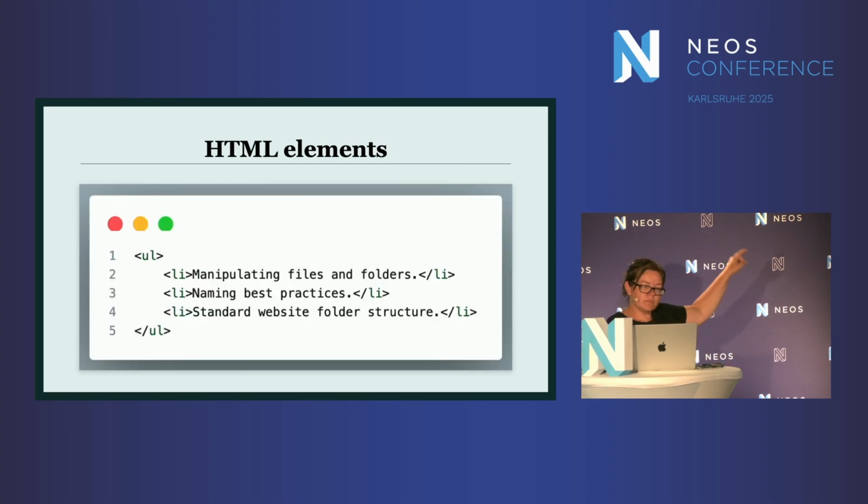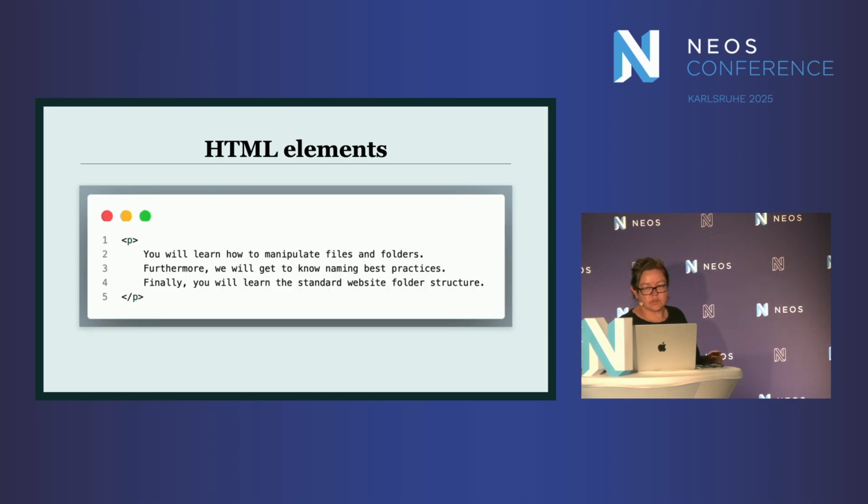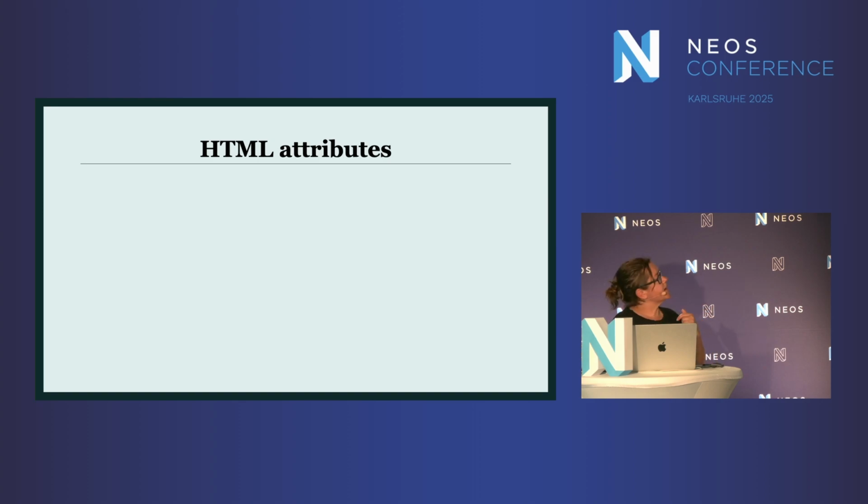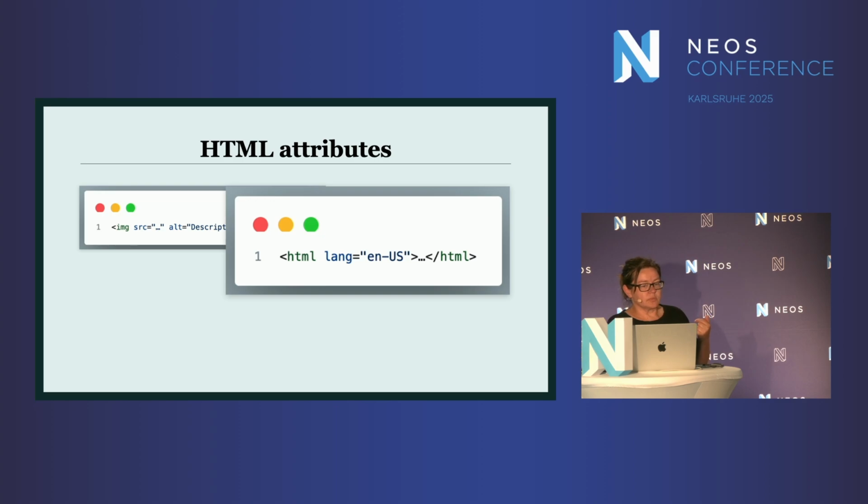If it's a list, UL or OL, in this case an unordered list, UL, or in the case of a paragraph, it's a P tag. And you add additional HTML elements, of course. The next level of semantics comes with HTML attributes. Think of the alt attribute.